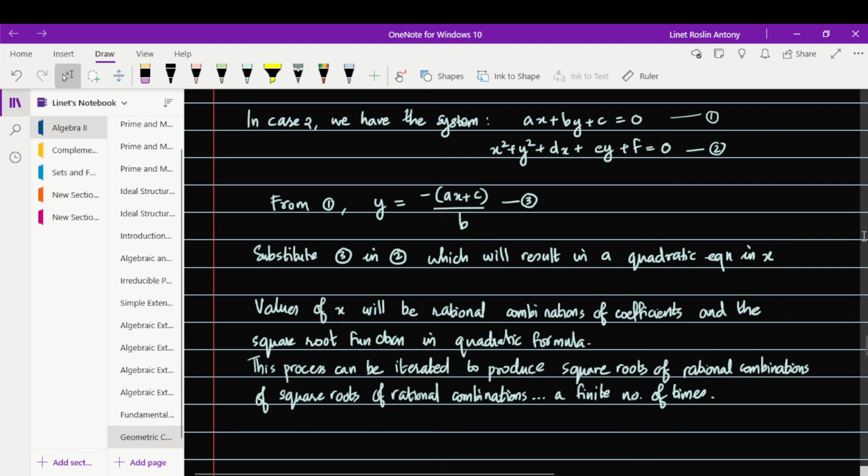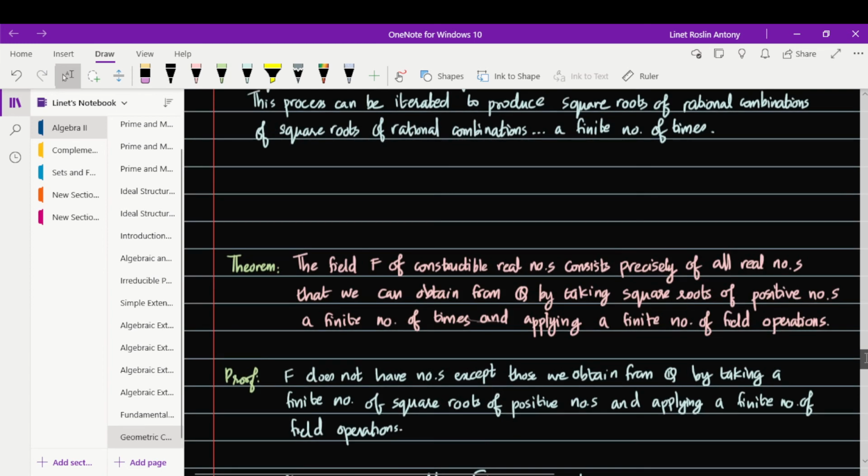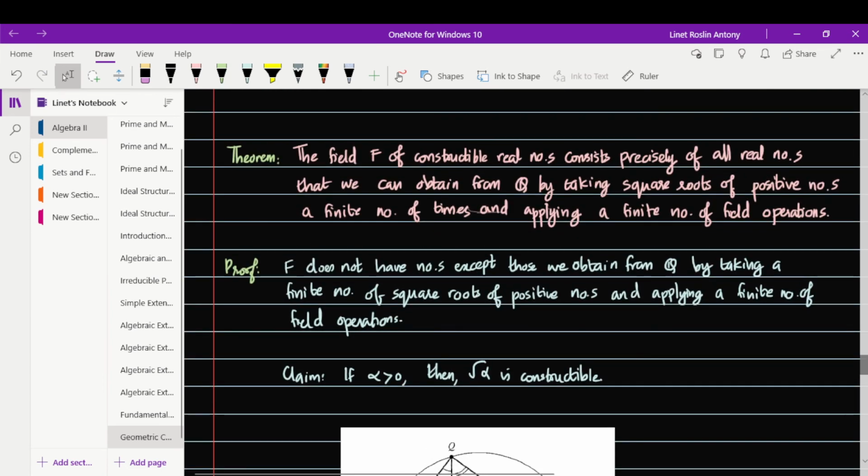finite number of times. So that is a good observation you get from there. And the next is the theorem which says that the field F of constructible real numbers consists precisely of all real numbers that we can obtain from Q by taking square roots of positive numbers a finite number of times and applying a finite number of field operations.